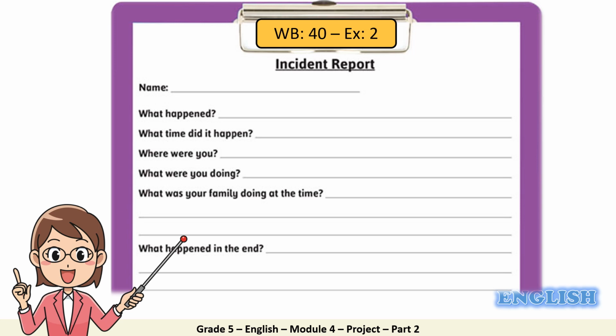Remember, my dear students, this is just brainstorming. So these are just ideas. You don't have to write in full sentences just yet. You can use words, phrases, or very short sentences. Ready to start? Here we go.